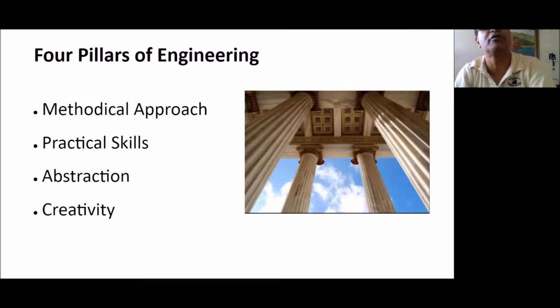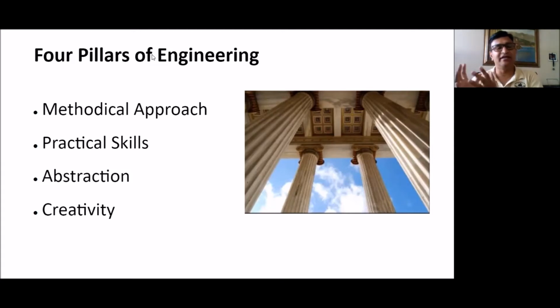We already talked about these a little bit. Methodical approach: as you know, engineers are always methodical. They follow a process, as I said, the engineering design process, and doing anything and everything, you need to have a real good methodical approach. I'll explain this. And then practical skills. Engineering is completely practical. If you have to design and develop and build something, you need to have those practical skills.